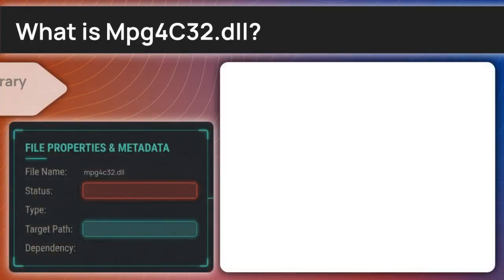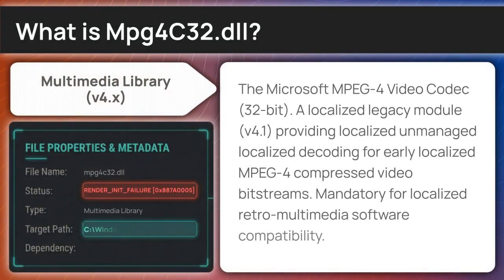This is the mpg4c32, the Microsoft MPEG-4 Video Codec 32-bit. A localized legacy module, v4.1, providing unmanaged decoding for early MPEG-4 compressed video bit streams. Mandatory for retro-multimedia software compatibility.